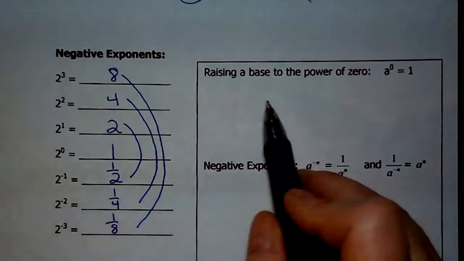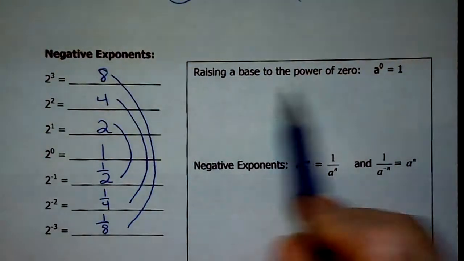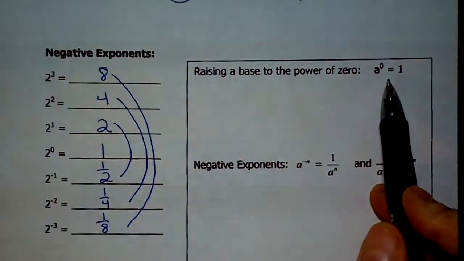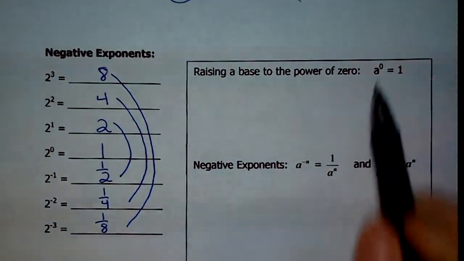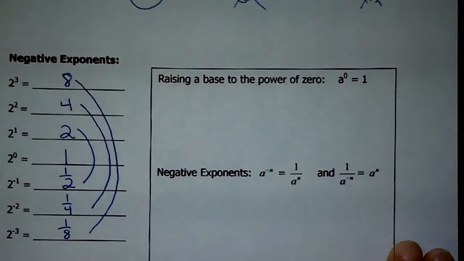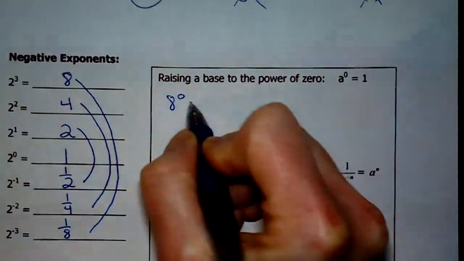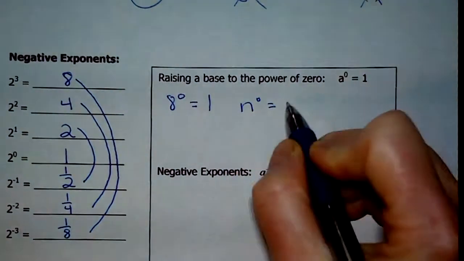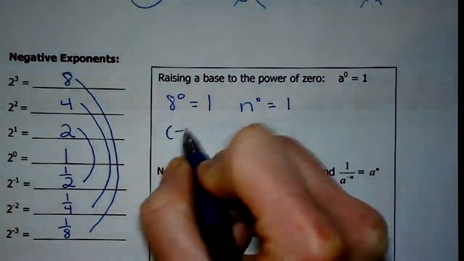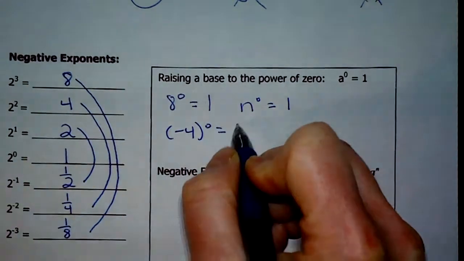So let's put some numbers with this. First of all, I tell you, raising a base to the power of 0, you get 1. So a to the 0 power is 1. It doesn't matter what a is, because any number to the 0 power is 1. So for example, 8 to the 0 power, 1. n to the 0 power, 1. The quantity of negative 4 to the 0 power, 1.